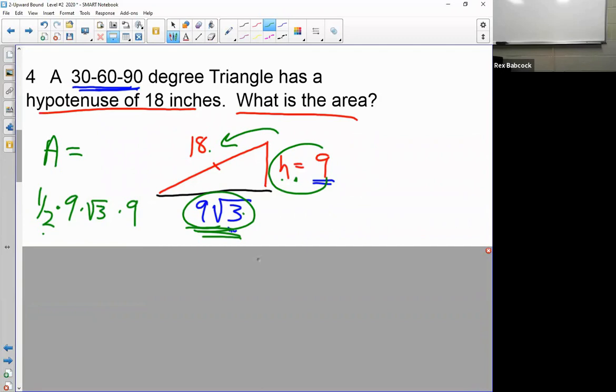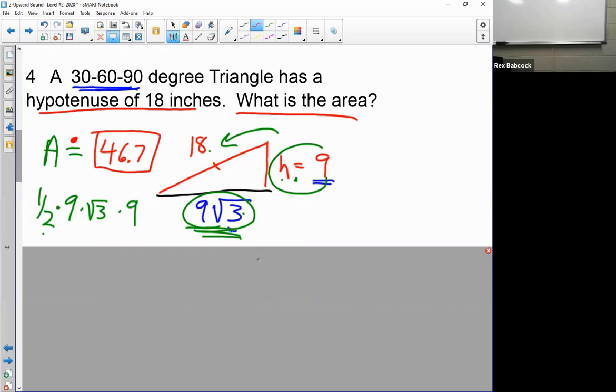Well, I still don't have the answer, so here I probably go to a calculator. I take half of 9 times the square root of 3 times 9. And that area is approximately 46.7. That's approximate. I always put a dot over the equals when it's approximate, round all square units.